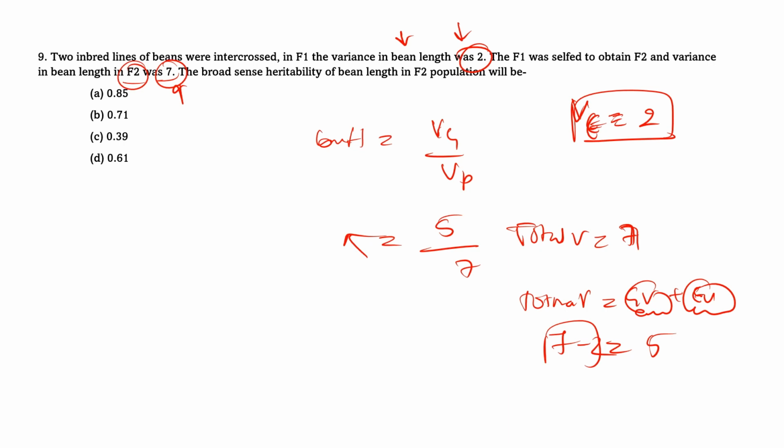So just comment your answer on this video. It is just multiplied with 100, which will give you the value of broad sense heritability. Okay, so the answer will be 0.71.